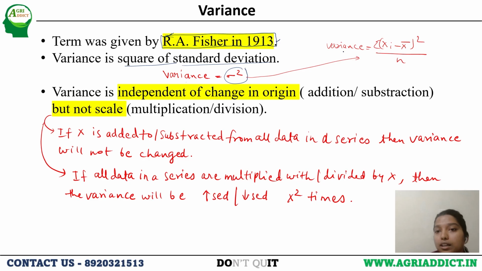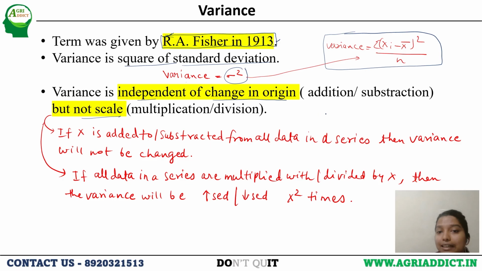What is the formula for it? See, it is similar to standard deviation, but in standard deviation we used to have this under root. Now, as we are saying it is sigma square, this under root will not be there. So it will be summation of xi minus x bar square divided by number of observations. Variance is independent of change in origin but not scale. Here I have written it: if x is added to or subtracted from all data in a series, then variance will not be changed.